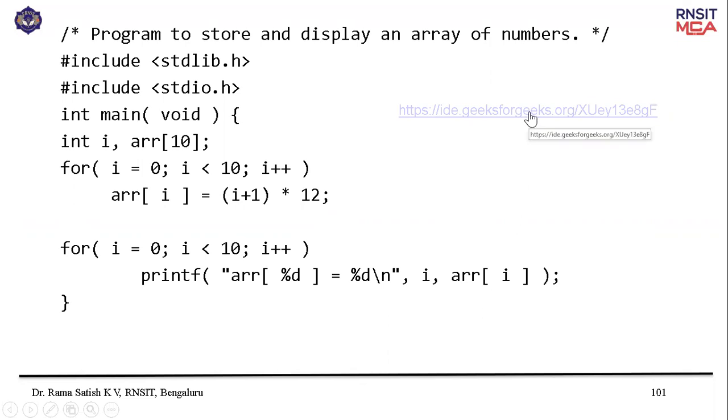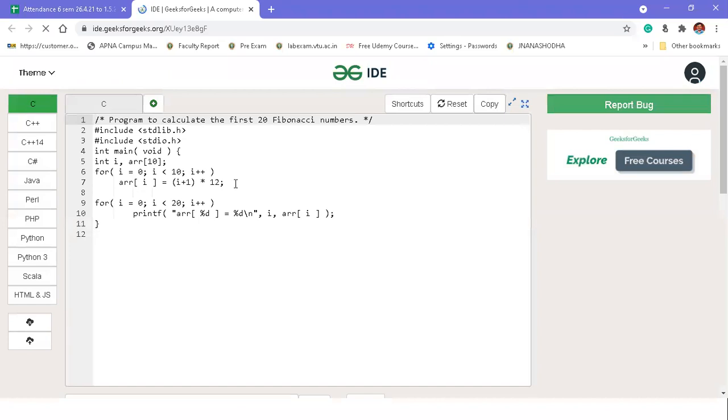The same thing you can see in this particular example. And finally, once you store them, you can also display them by using the same for loop.